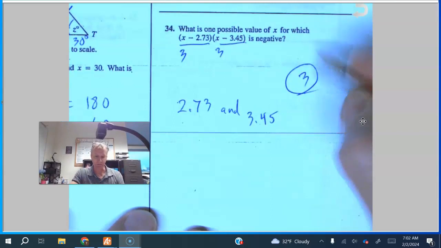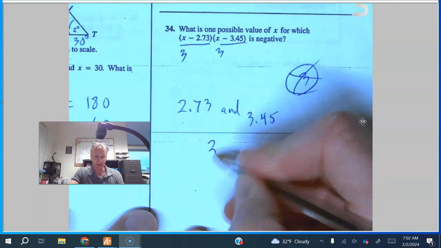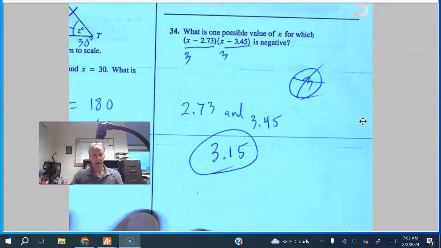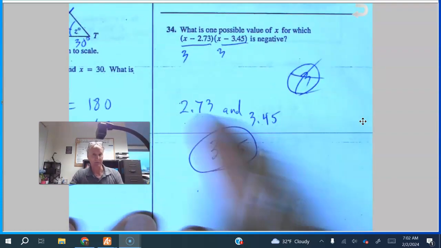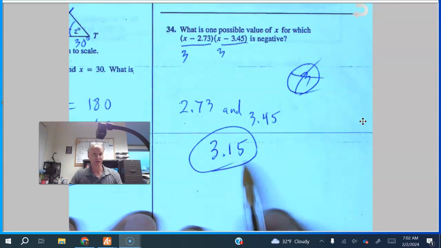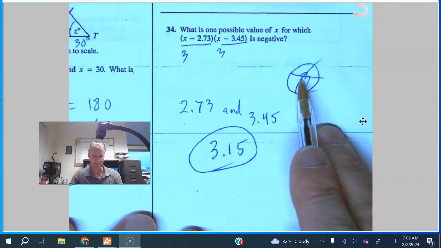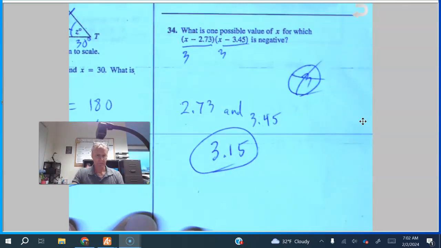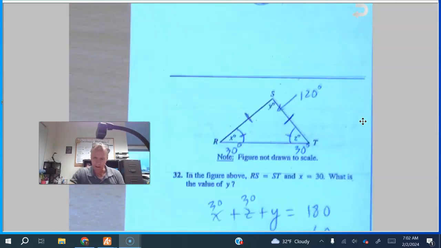Actually, you know what? I'm not going to pick 3. I am going to pick 3.15 to be just weird about the whole thing. You can pick any number in between, and I recommend that you choose a different number. Don't pick 3. That's too obvious. Pick a different number in between there. Okay. And I am absolutely sure on that one. Let's see how we're doing. Not doing too good for time. I better hurry up. Okay.